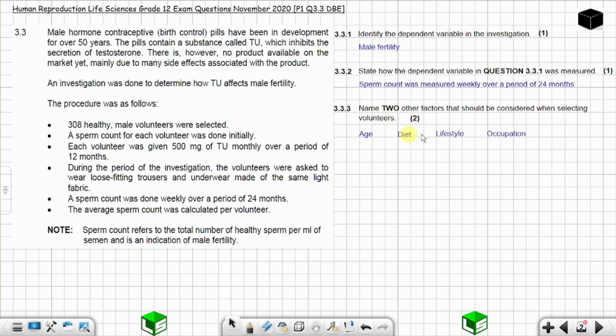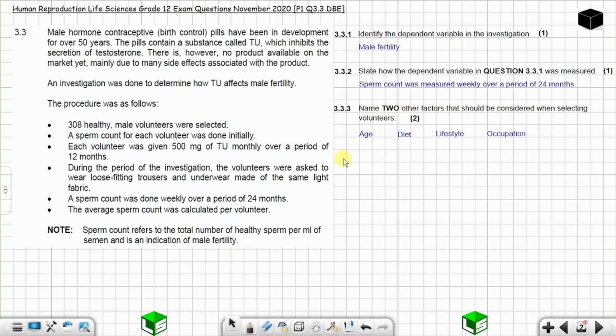Okay, you have 4 of them. Just give 2. Or you can mention other factors which are acceptable that are not mentioned here. Okay, for now you are given 4 factors, but you are requested to give only 2 factors.